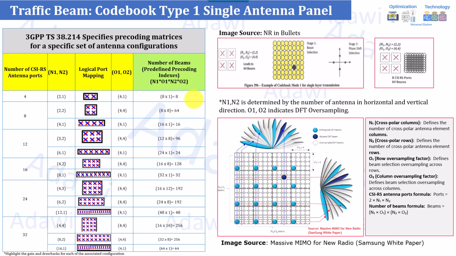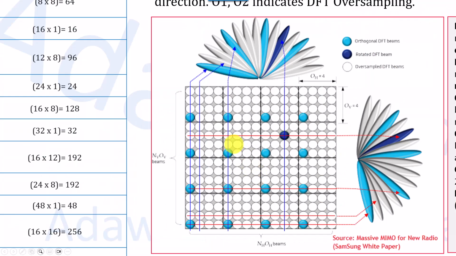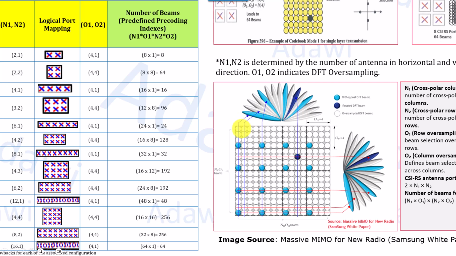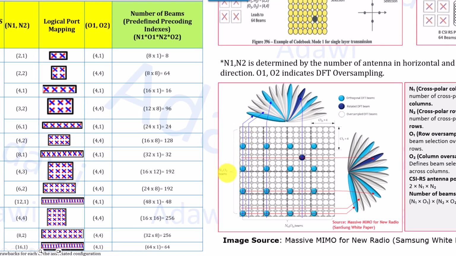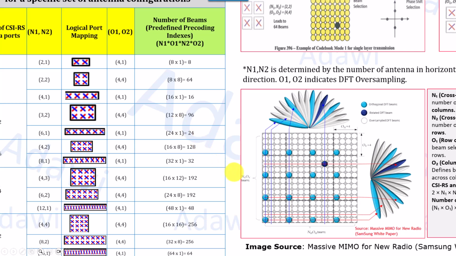So if you're going to translate this N1, N2 into beams, as you can see here, this example is, I can say, a perfect example. I have quoted from the Massive MIMO for New Radio Samsung white paper, as you can see here. If I zoom in here, so here, for example, let me just zoom out a little. Okay, so for example, in this example, as you can see here, it's highlighting NV, OV, and in the horizontal plane, it has NHOH. So NHOH is referring to N1 and O1, and NVOV is referring to N2 and O2. This means that it's representing how many beams you will have in the horizontal plane or vertical plane.